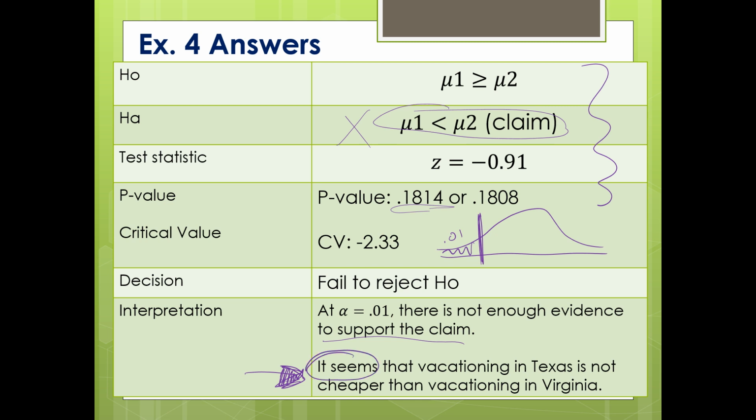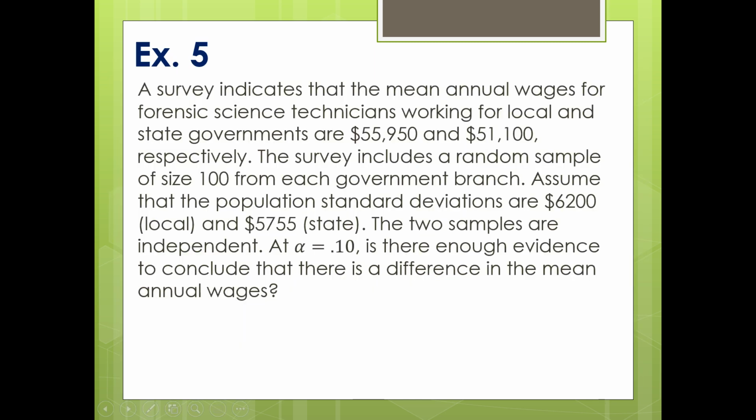This part here where we write it seems is super important. Okay, we have to be okay with uncertainty and the fact that we could be wrong. Maybe it is cheaper in Texas, but based on this math that we did, it does not seem that that is the case. Okay. All right, we got one more and then we're done.